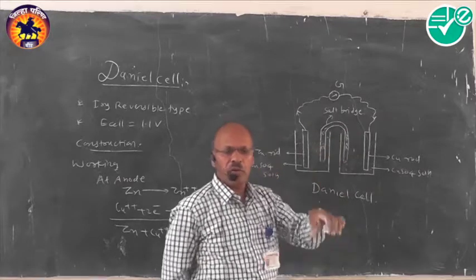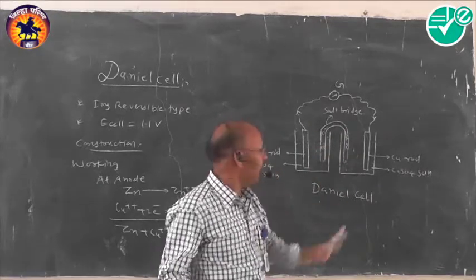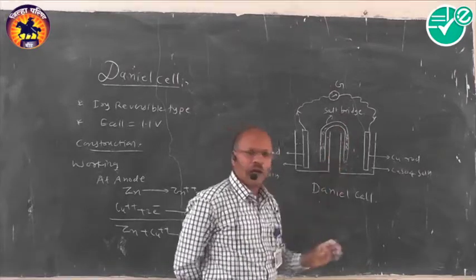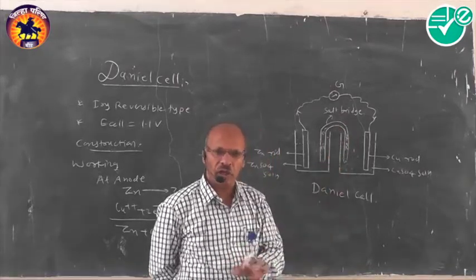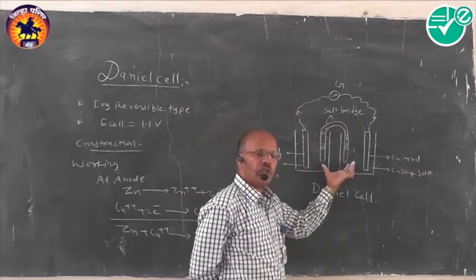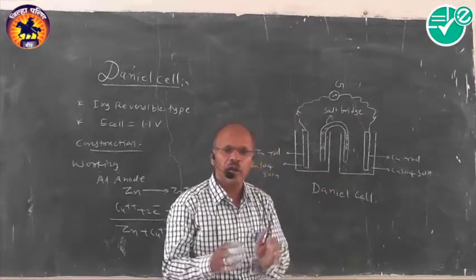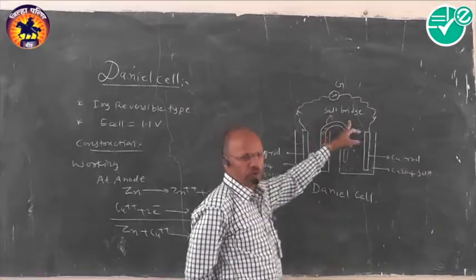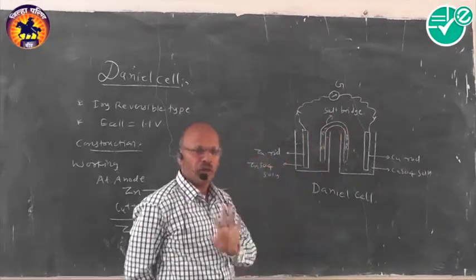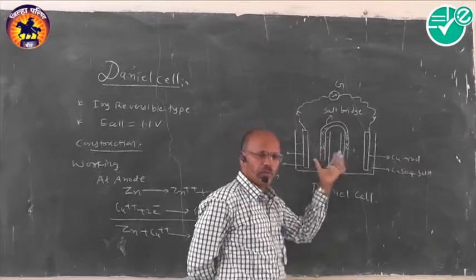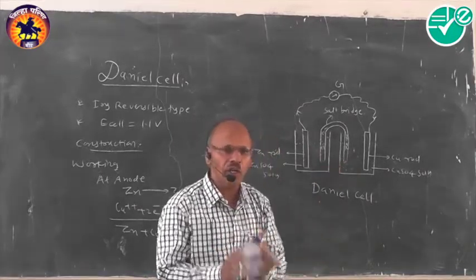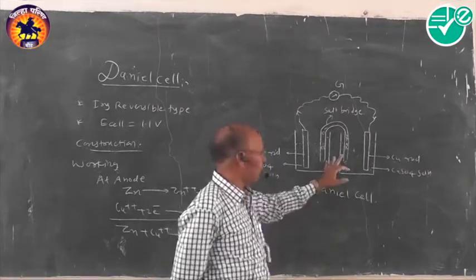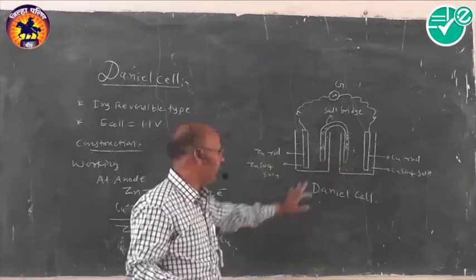The salt bridge is an inverted U-shaped tube. In it, saturated KCl and agar-agar gel is filled, and both the ends are closed with a glass wool plug or cotton wool plug. This assembly is generally called the salt bridge. What is its function? The salt bridge generally provides an electric contact between the two half cells, between the two solutions. That function we have to explain later on.